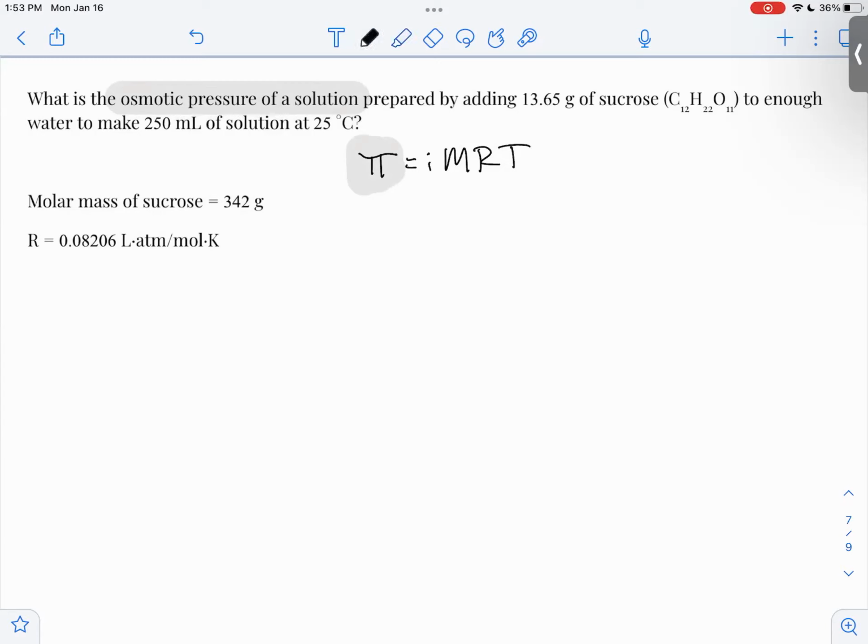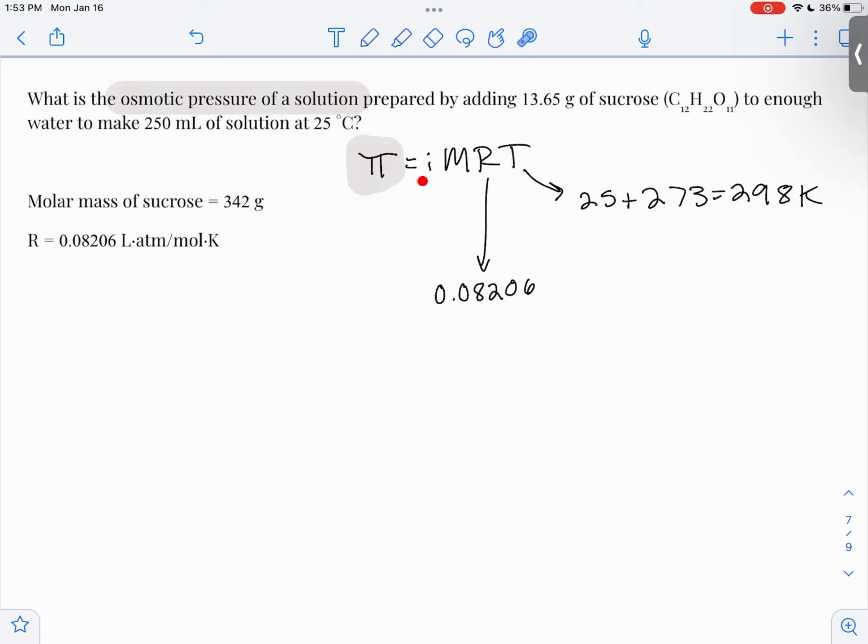Okay, what else do I need? I need my R value, but lucky for me, I was given that. I need temperature. Now remember, our R value right here has Kelvin. So this temperature needs to be in Kelvin. They give us 25, so let's solve for Kelvin. Remember, you just add 273 to the number. So we would use 298 Kelvin.